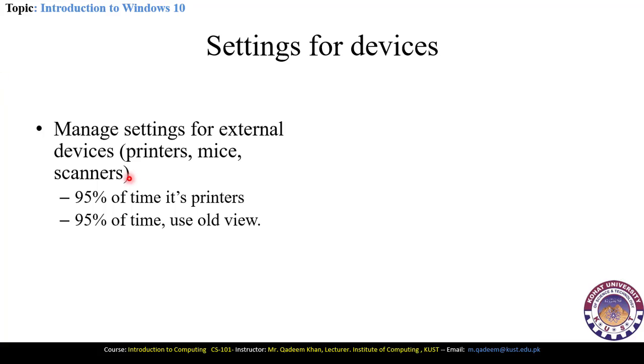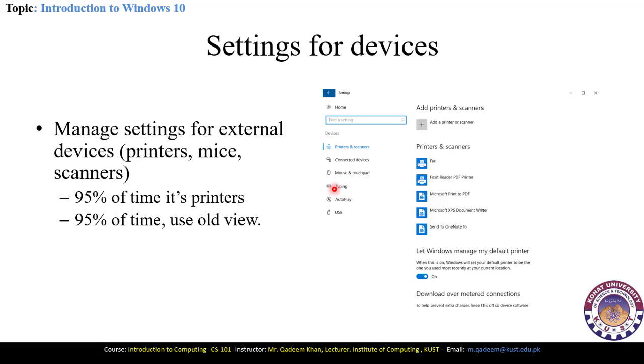That means that 95% of the time the settings are performed for the printers, while 95% of people use the old views. Old views mean that the other 95% of people are using the old view of the settings here. Now, how will we set the devices? Just when you click on these settings buttons, you will see these options here.